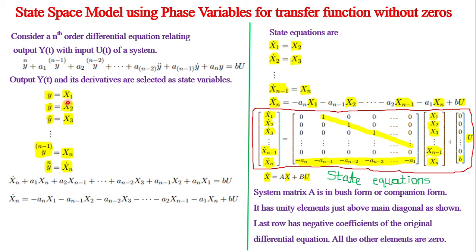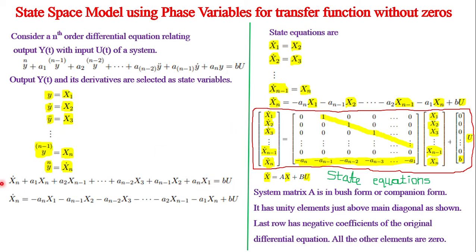So now we are going to make use of these equations or expressions and substitute the same in the differential equation or mathematical model of the system to rewrite the same using state variables. For example, yn. What is yn? xn dot, that's all, plus a1 yn minus 1. What is yn minus 1? xn, a1 xn. a2 yn minus 2, that is xn minus 1, plus etc. an minus 2 y double dot, x3, plus an minus 1 y dot. What is y dot? x2, plus an y. What is y? x1, equal to b into u.